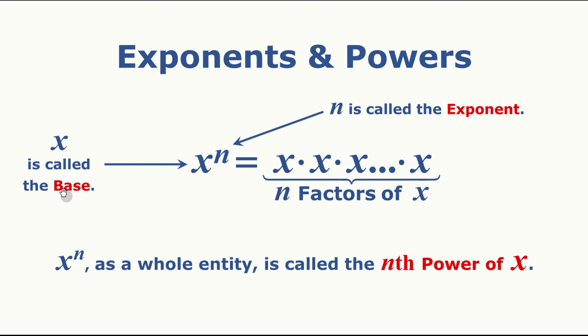So when you write an expression like x to the n, everything has a name. X is called the base, n is called the exponent, and what that means is use x as a factor in a product n times. So there will be n factors of x, and the way we say that as a whole is we say the nth power of x. A lot of students mistake n to be the power. No, the power is the whole thing, okay? And it's the nth power of x.